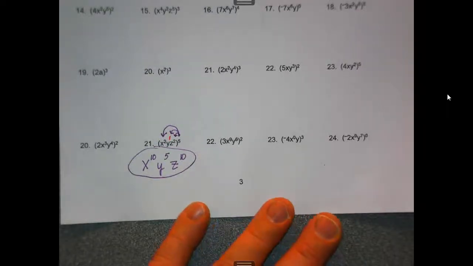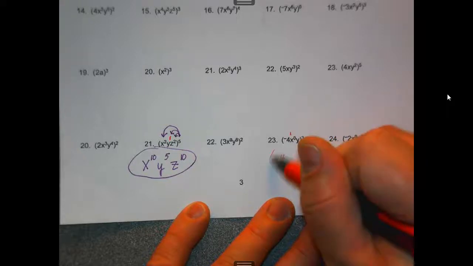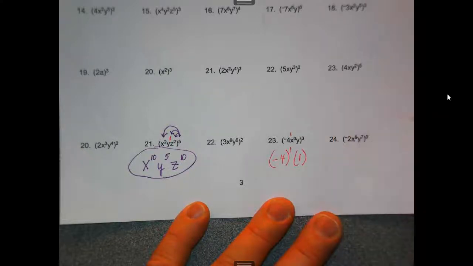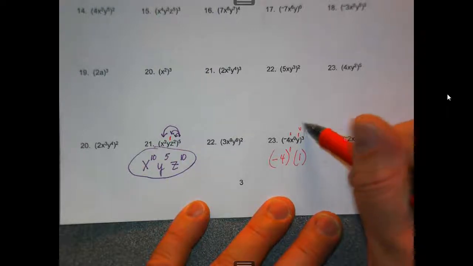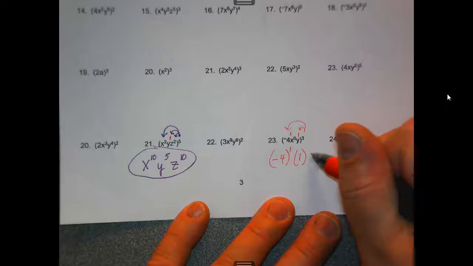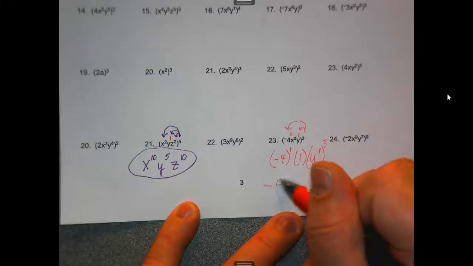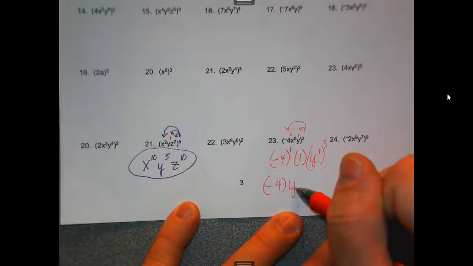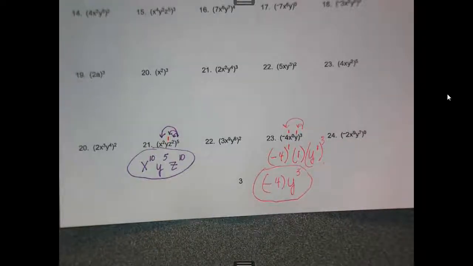23. Taking that negative 4, and I'm raising it to the 1. X to the 0 is just 1, so I can almost just eliminate that. This is y to the 1, so that's going to be y to the 1 raised to the 3. So I have negative 4 times 1. I don't need to put that 1 there. Times y to the 3rd. Questions, comments, concerns?